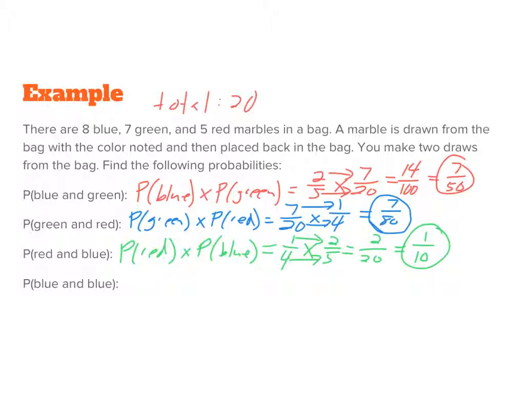Okay, I can also try to get the same color both times. So if I want to do the probability of blue and then another blue, I can do that still by just taking the probability of blue times the probability of blue. So I know the probability of blue already. I found it. It's 2/5. So I can take 2/5 times 2/5, multiply straight across. 2 times 2 is 4. 5 times 5 is 25. My probability is 4/25.